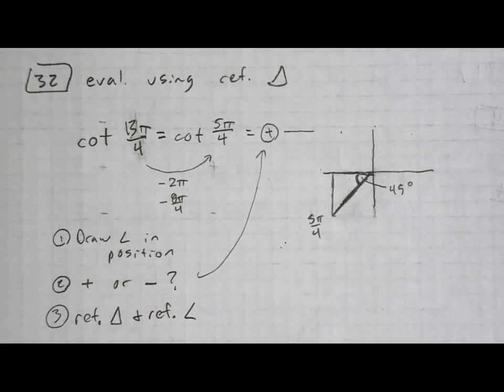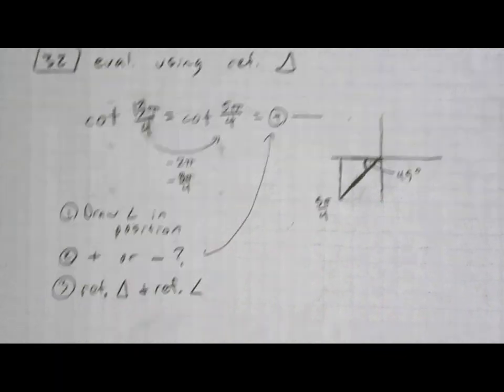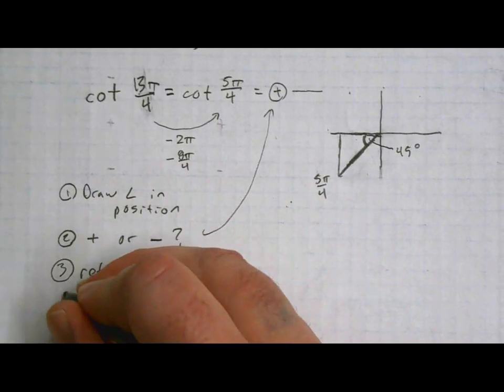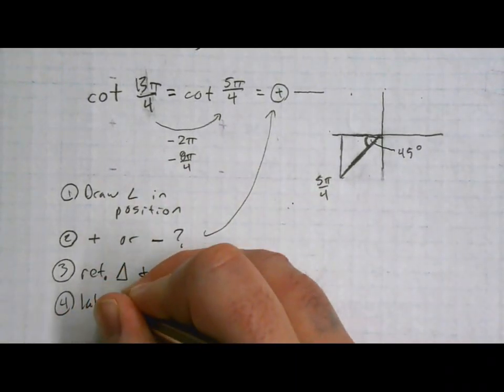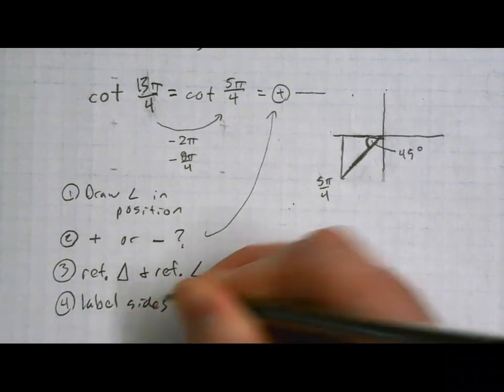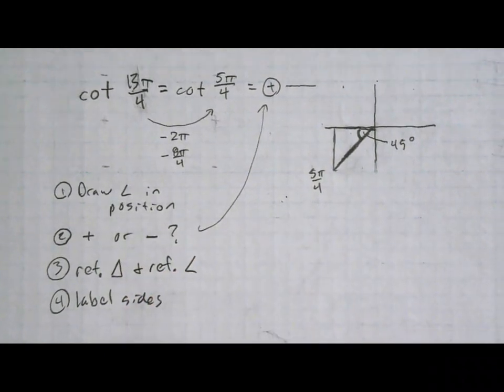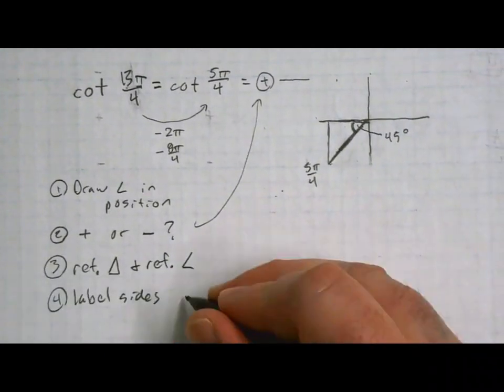And if you know that that's a 45-degree angle and it's a right triangle, you got some numbers you can put in there, don't you? That's step 4. Label your sides. Now, when I give you a problem like this, it will be a 30, 60, 90 or a 45, 45, 90 problem.